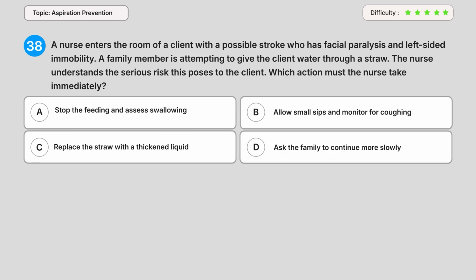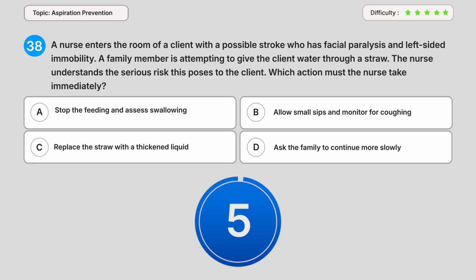A. Stop the feeding and assess swallowing. B. Allow small sips and monitor for coughing. C. Replace the straw with a thickened liquid. D. Ask the family to continue more slowly. Do you know the answer?